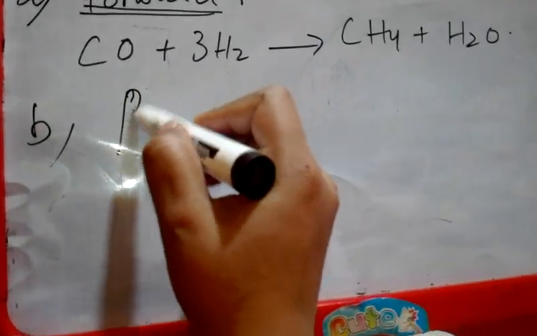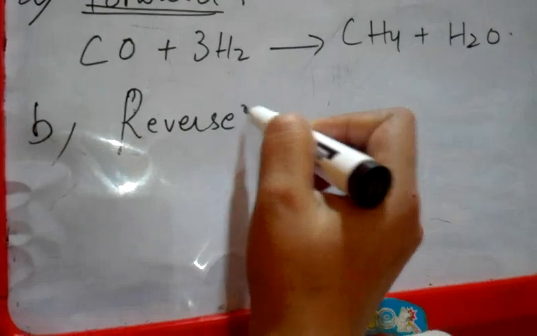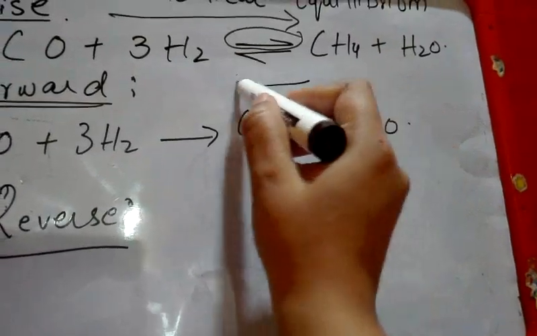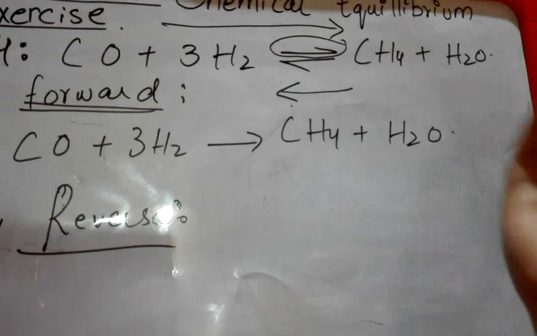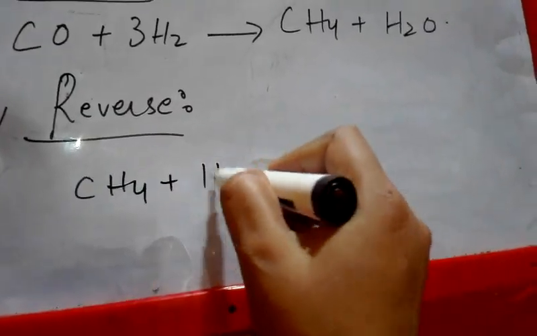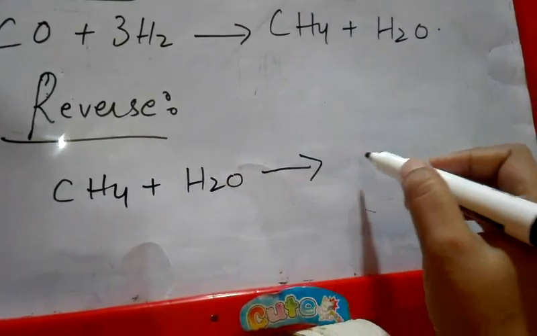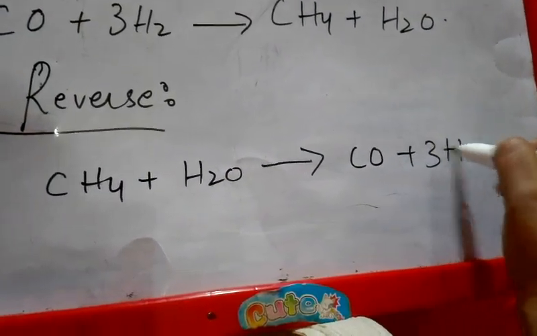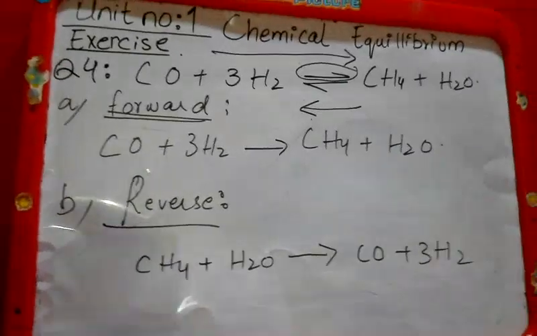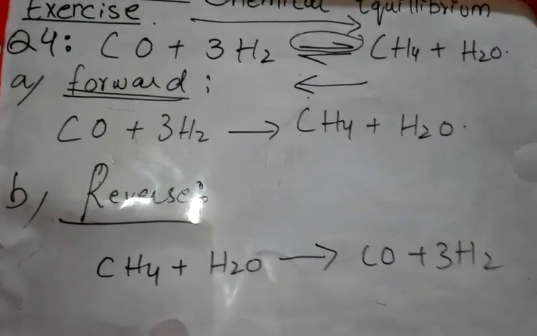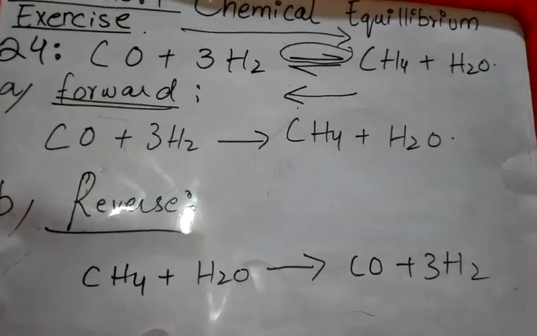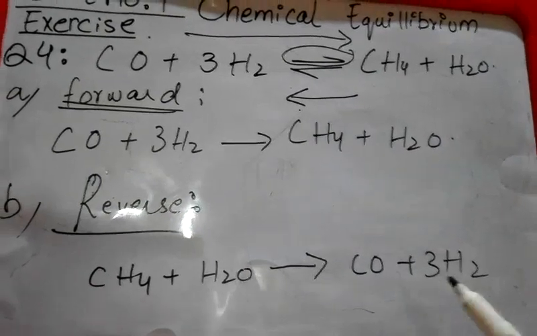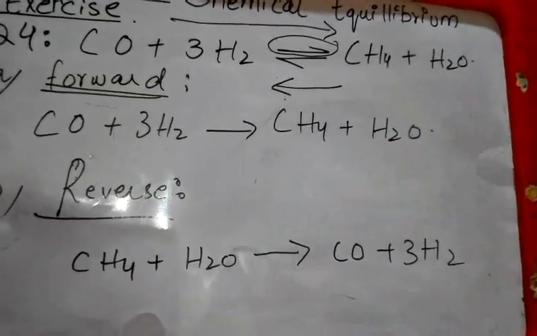And the next is the reverse reaction. How can I find that? The reverse reaction is in the opposite direction, backward, from right to left. I will write that like this: CH4 plus H2O changes to CO plus 3 H2, right to left. This is our forward and reverse reaction from the above equation. Understood, guys? The forward reaction is from left to right, and the reverse reaction is from right to left. These two are the A part of the question.